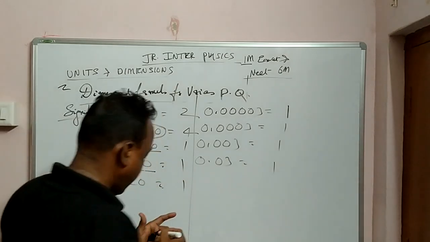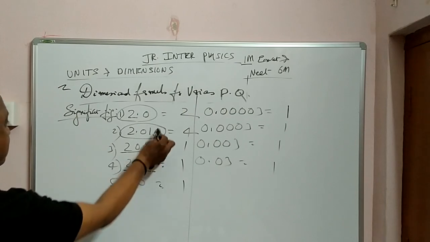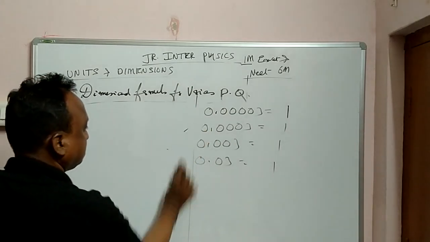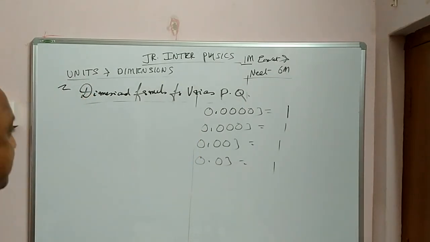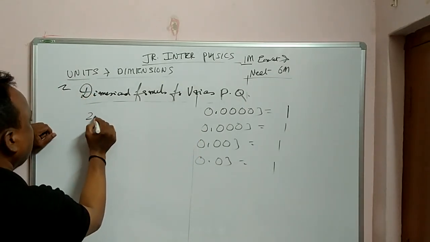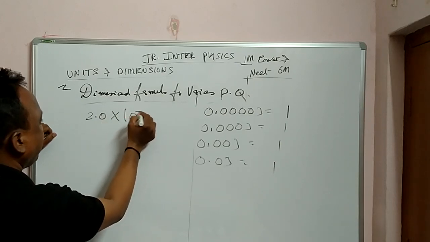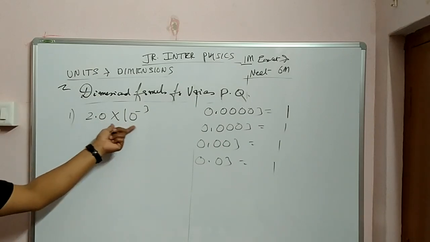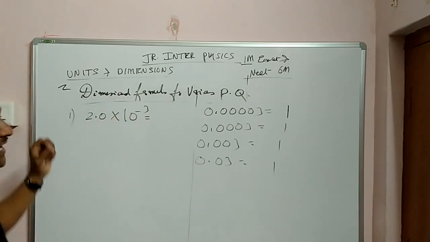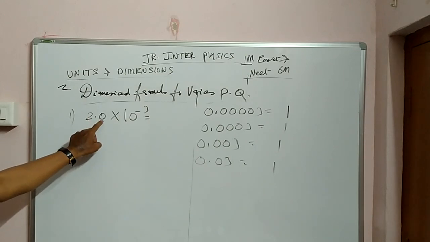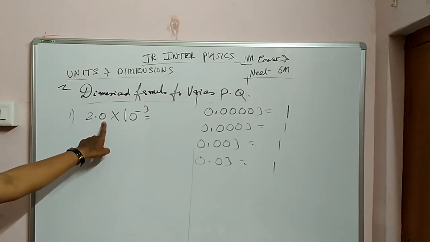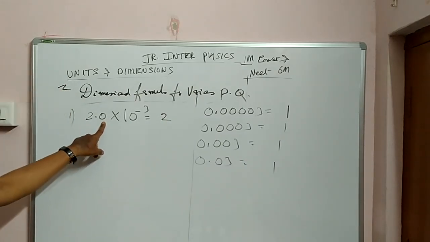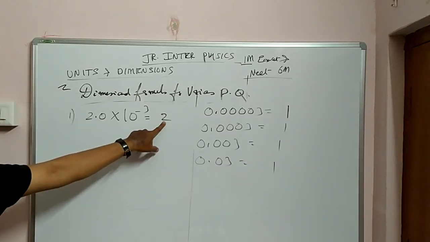Now the last case we will be dealing with is exponential notation. Last case, that is exponents. For example, you are given 2.0 into 10 power minus 3. When 2.0 into 10 power minus 3 is given, how will we write the significant figures? Same way, 2.0, see after the decimal 0 is coming, which means it is significant. So here the significant figure is 2.